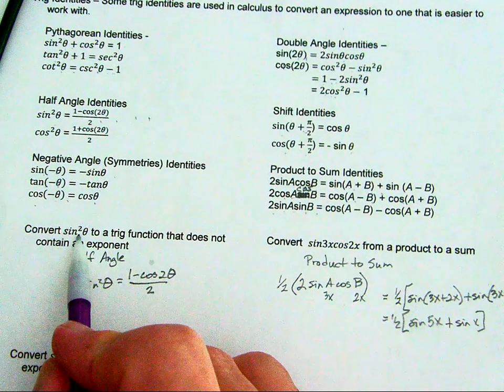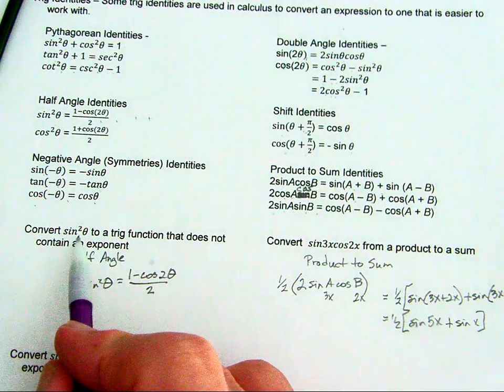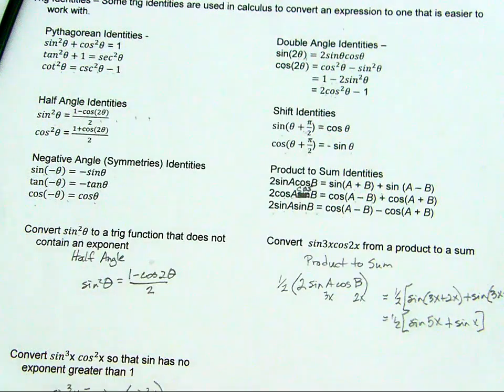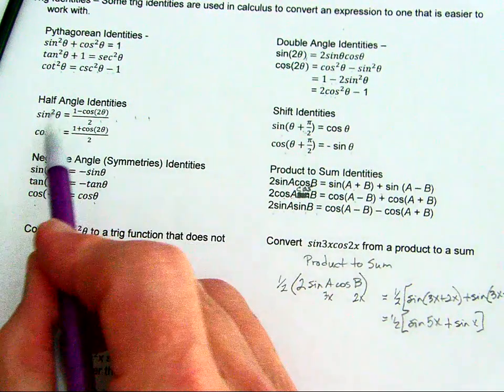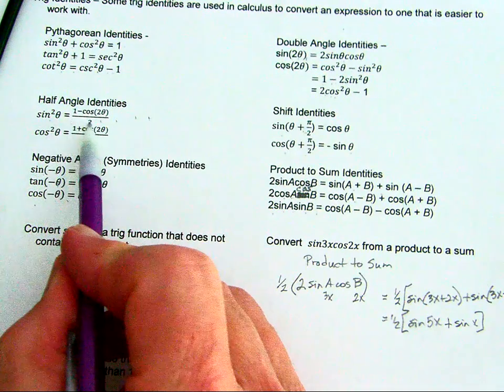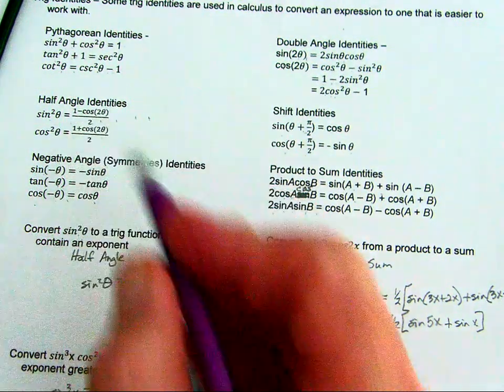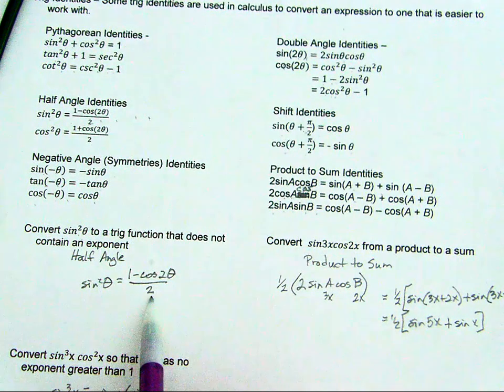So some examples here. If in a problem you had sine squared and I said, I need that not to be squared, what can we do? Well, you look up here and look for a sine squared. If you notice this half angle one here, we have a sine squared. It says it's 1 minus cosine 2 theta over 2. Well, there's no exponent there, so we just use that one.